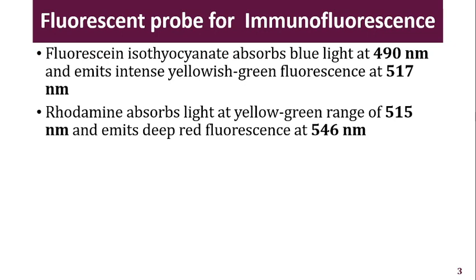The second molecule that is used is rhodamine, which absorbs light at yellow-green range of 515 nanometers and emits deep red fluorescence at 546 nanometers. By using two different antibodies which are conjugated to two different fluorescent dyes, one can do differential staining of the target tissue where the two different antigens are to be identified. I will explain about this differential identification of two different antigens a little later.